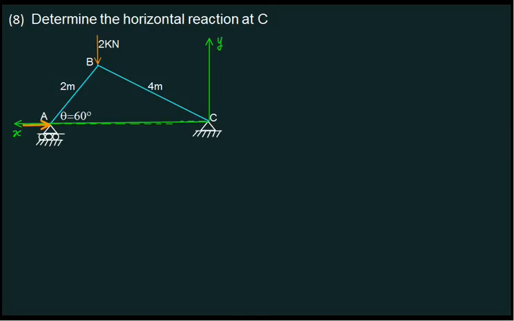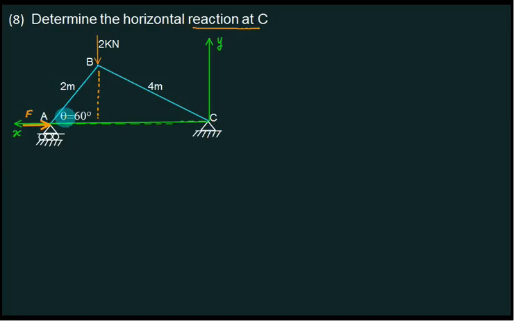So let's call this force equals F. He says to find out the reaction. So I say reaction equals what? F, or we can call it AX also. And in this problem, I am still not finding the reaction at C.